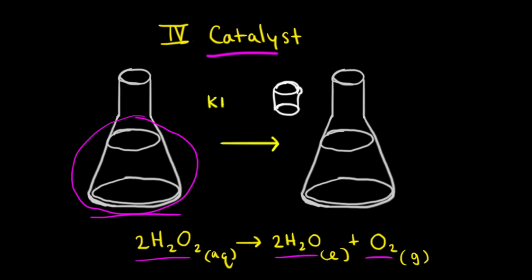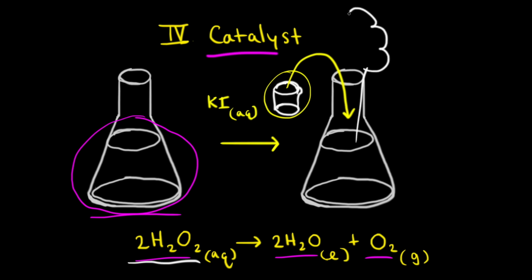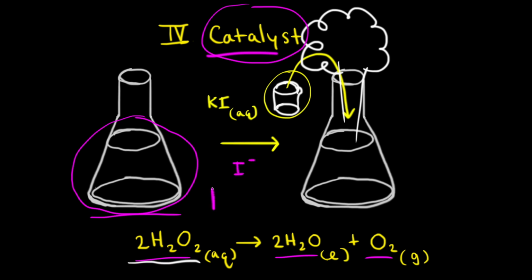Let's say we have an aqueous solution of potassium iodide in our beaker here, and we pour the solution of potassium iodide into our flask containing the hydrogen peroxide. The addition of the iodide ion as a catalyst causes the decomposition of hydrogen peroxide to occur very quickly, and we would see a huge plume of gas come out of the reaction flask. So the addition of a catalyst, in this case the iodide anion, increased the rate of the reaction.